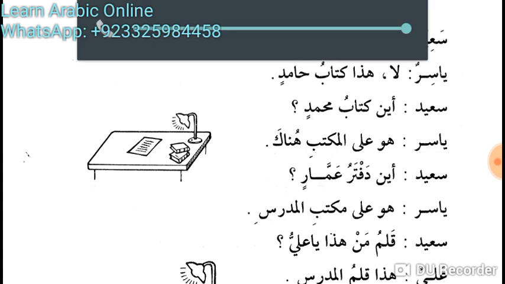Okay. Saidun: Aina daftaru Ammarin? Ammarin. Okay. And where's Ammar's notebook? Yasir: Huwa ala maktabi al-mudarrisi. On the teacher's desk. Yes. On the teacher's desk.